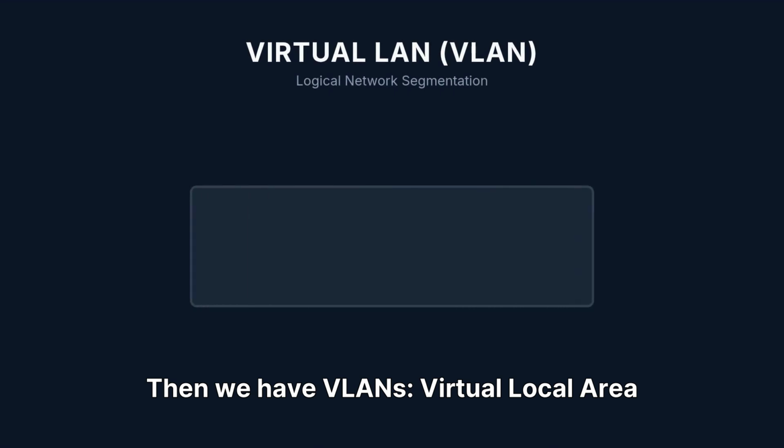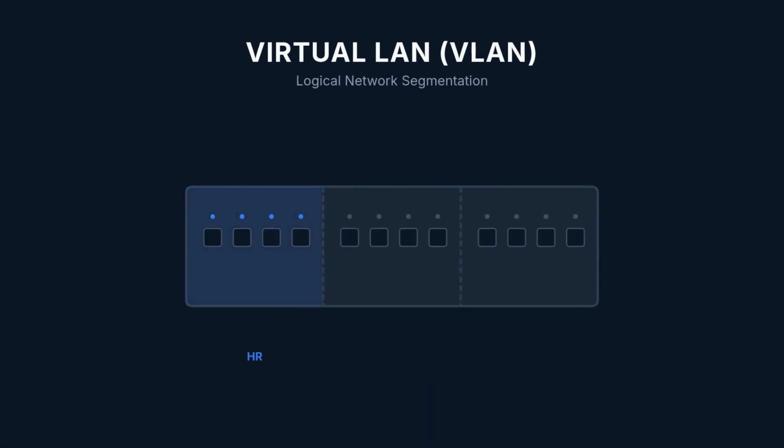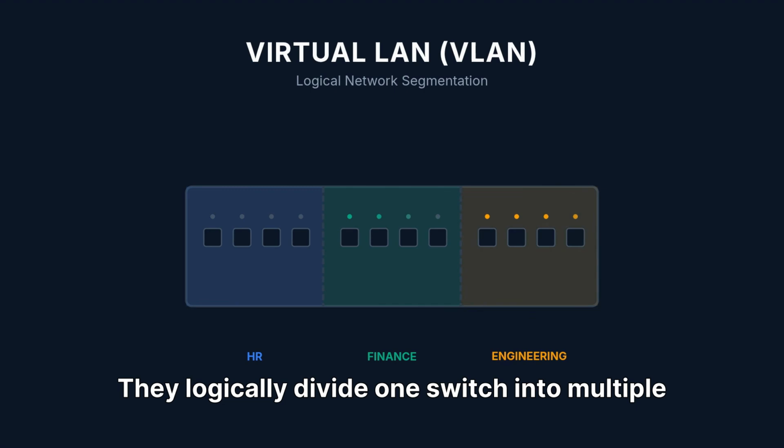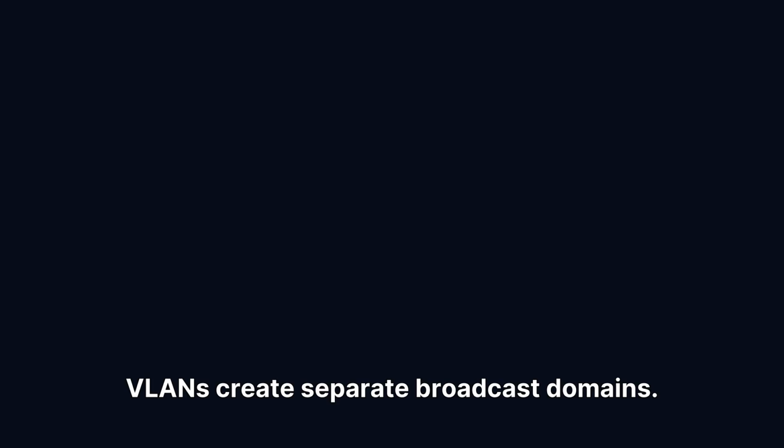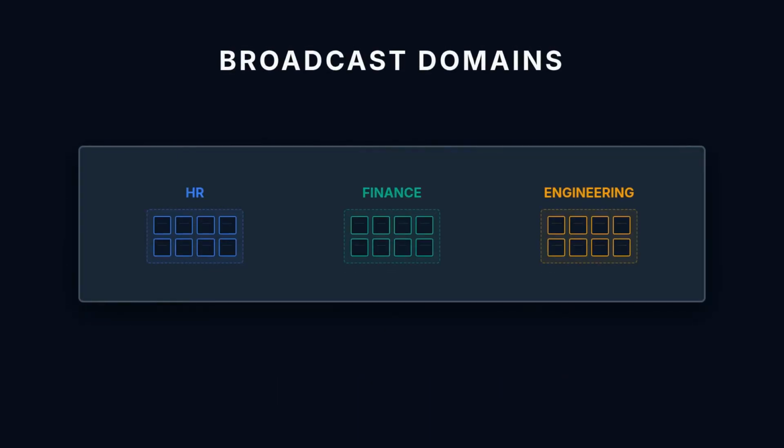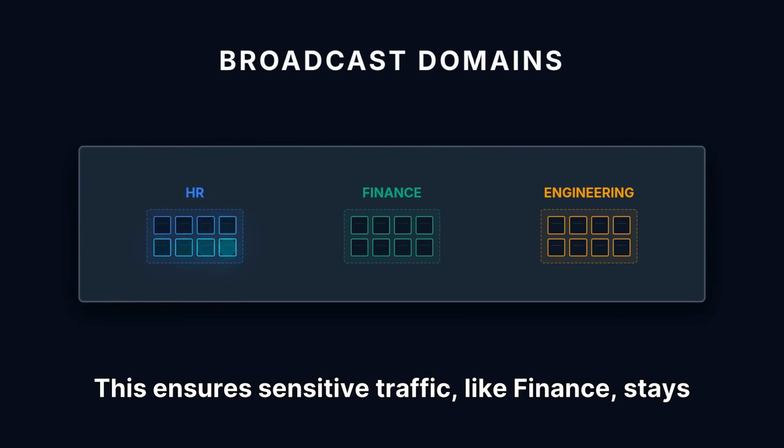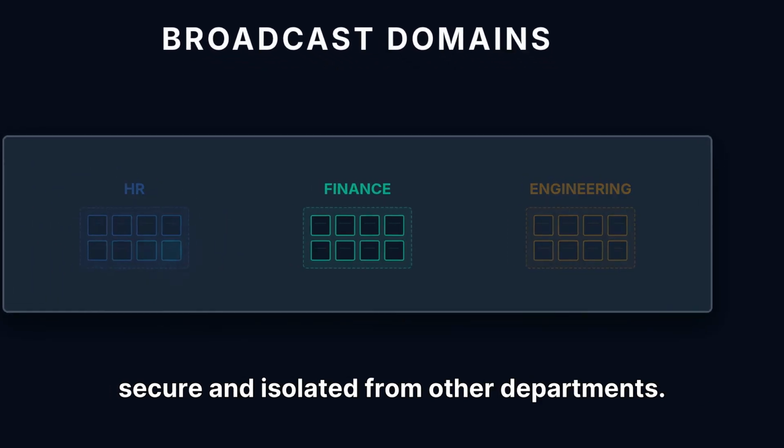Then we have VLANs, virtual local area networks. They logically divide one switch into multiple separate networks. VLANs create separate broadcast domains. This ensures sensitive traffic, like finance, stays secure and isolated from other departments.